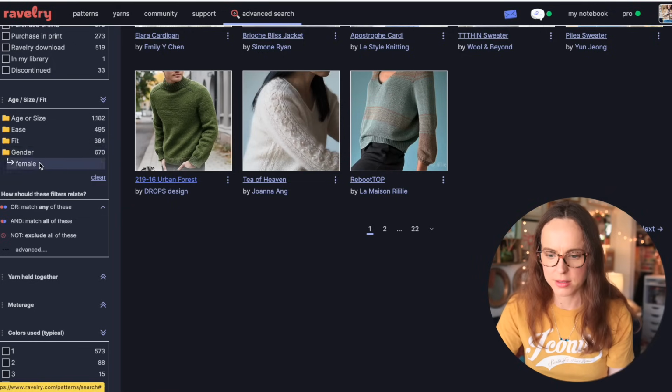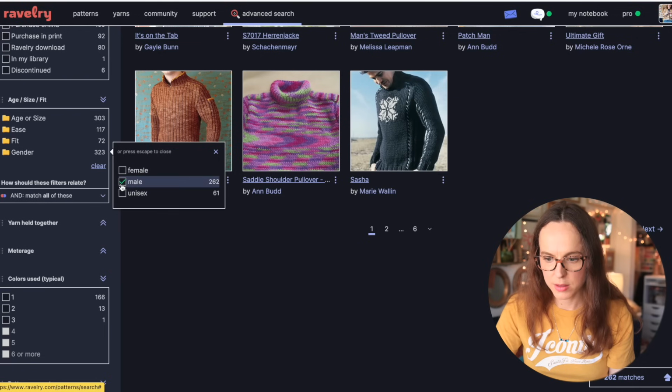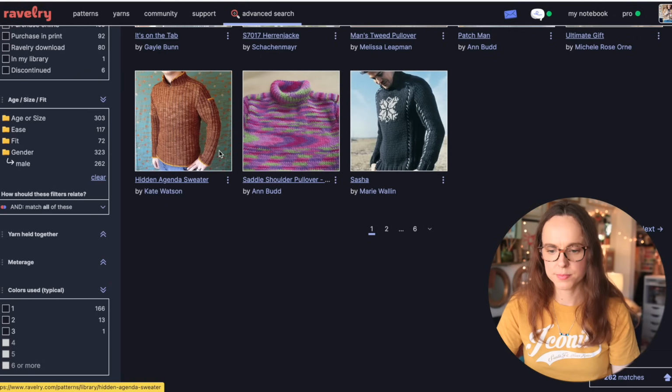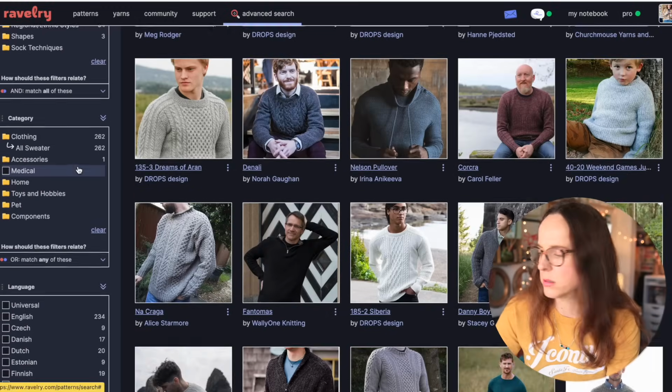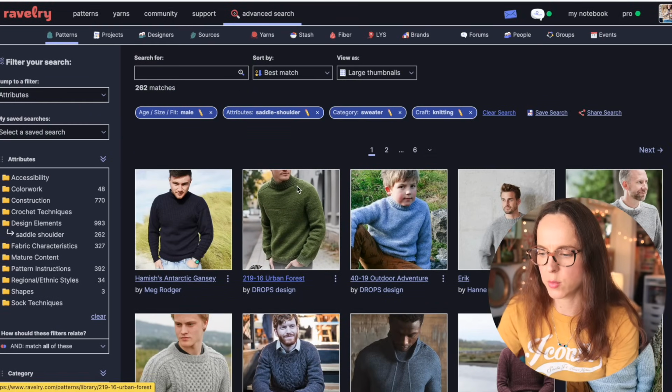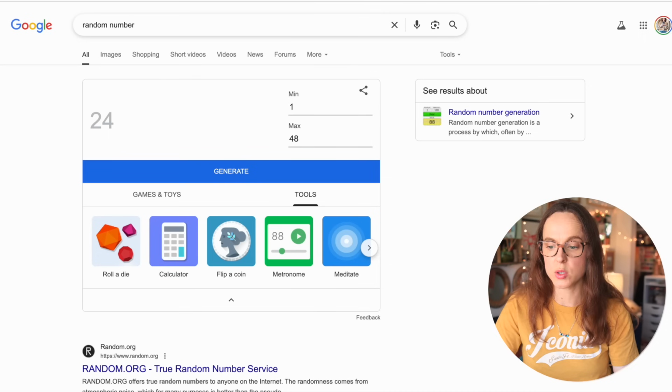So we're gonna try this again. We're gonna go to male, and we're gonna just leave it like that. Okay, that's what we're gonna do. So we are searching saddle shoulder, and we're trying to narrow this down for men. Now we have 262 results that way.